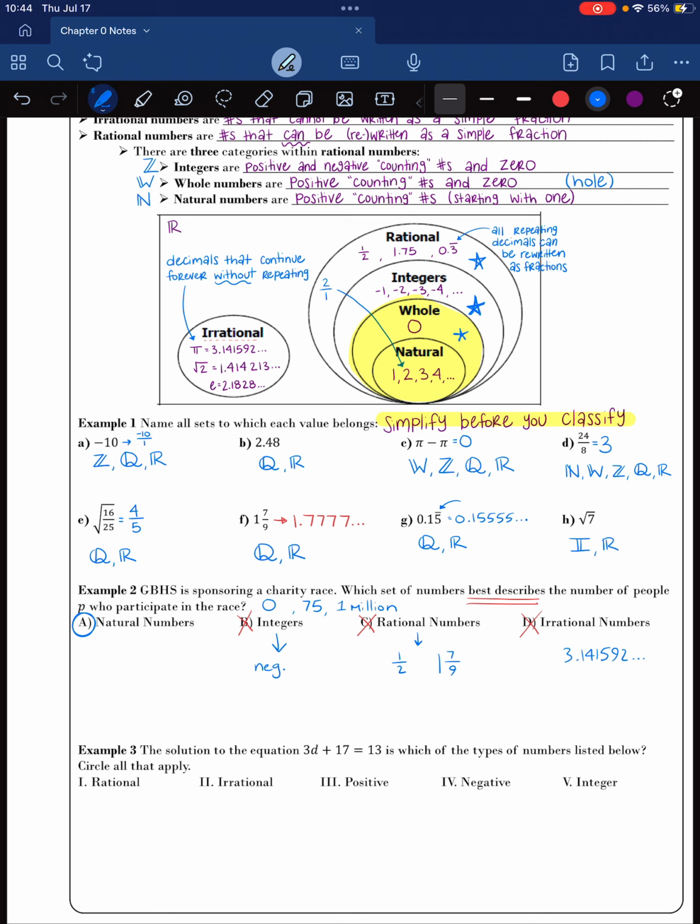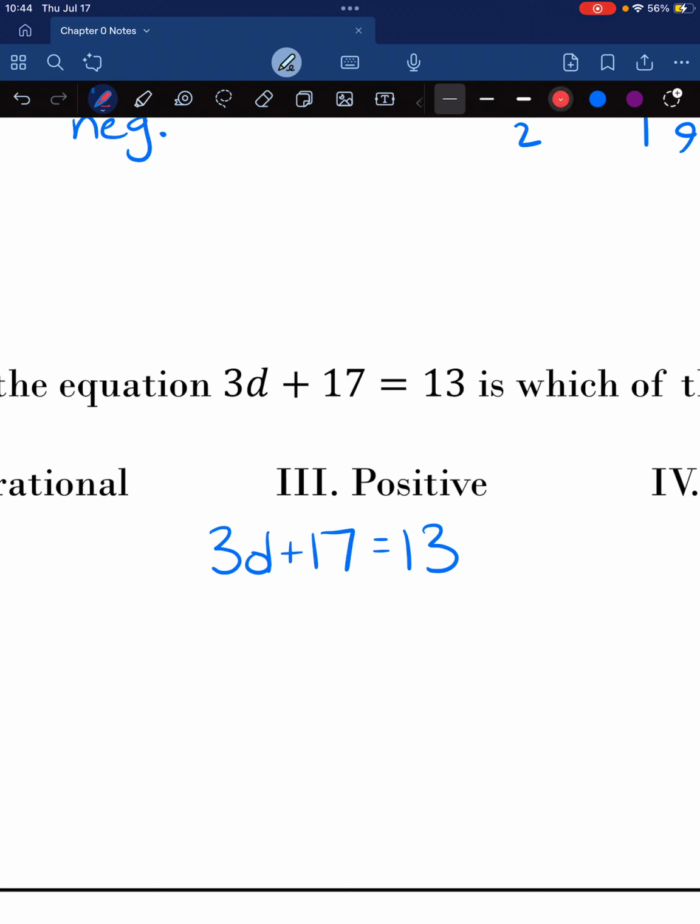Okay, the solution to the equation is what type of the numbers listed below? Circle all that apply. Well, this kind of goes back to example 1. We need to simplify before we classify. So let's go ahead and copy that down: 3D + 17 = 13. Let's do some inverse operations to isolate D. Instead of adding 17, we'll take away 17 from both sides. This leaves the equation equivalent, but we're working on isolating that D.